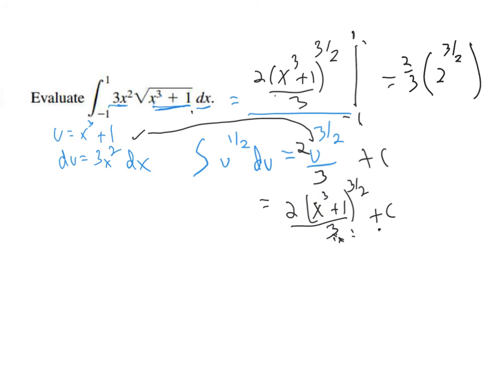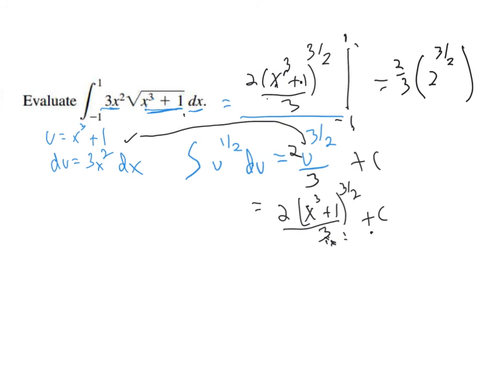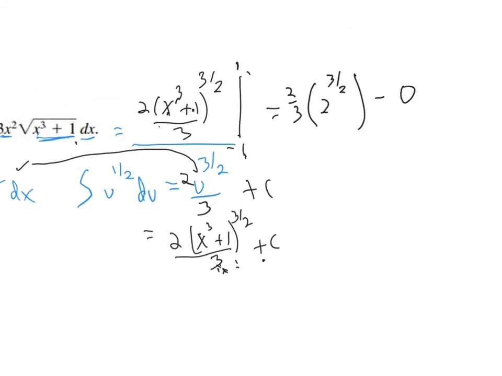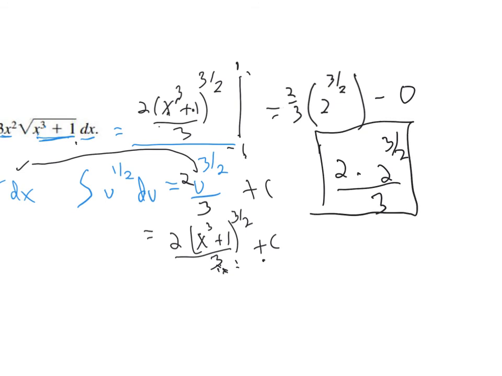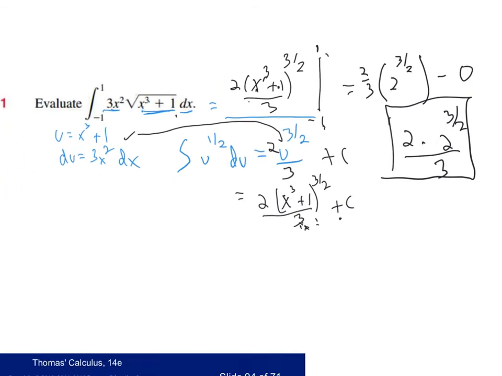Plug in the -1. -1 cubed is a -1. -1 plus 1 is 0. That's going to give me 0. So it's minus 0. So I'm going to stick to that answer: 2 times 2 to the 3/2 power divided by 3. And if I'm wrong, just tell me. All right, now that's using the lazy method, if you want to call it that.